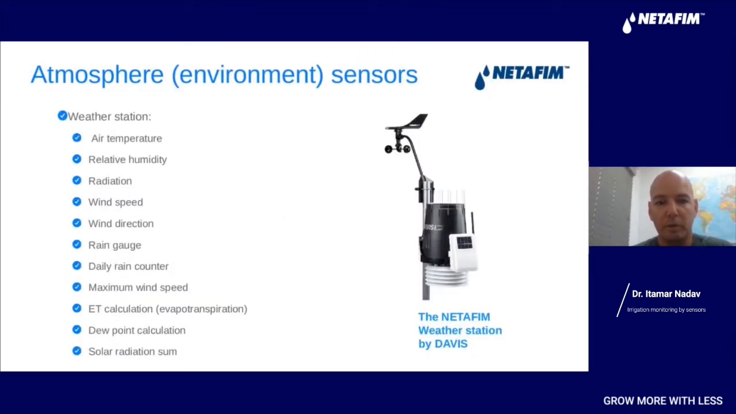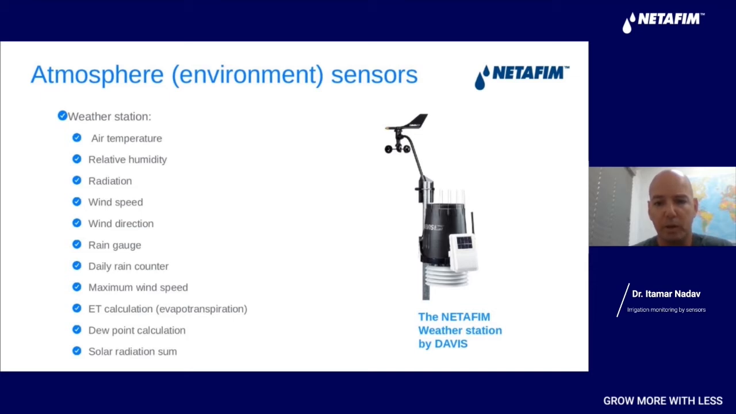So if we start with the basics, which is atmospheric sensors, it's basically a weather station. And a weather station can give us a lot of information, as you can see here on the list, like the temperature, the humidity, radiation, the wind, and a lot of information that helps us not only for irrigation, but also for other agronomic practices that we need to do.